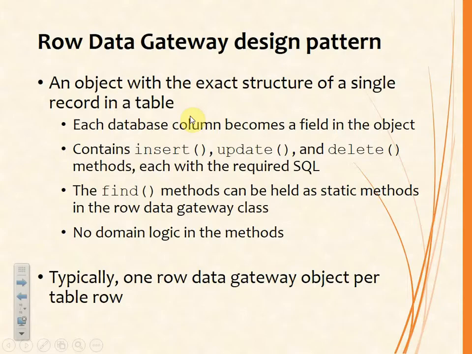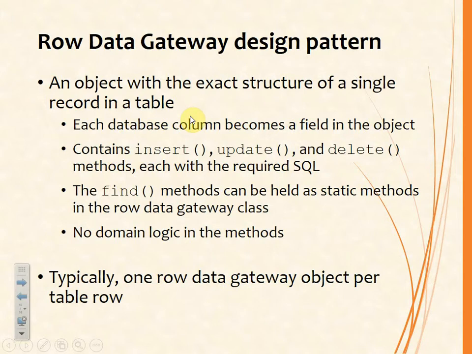The row data gateway is a variation of the table data gateway. Whereas the table has code that will interact with the entire table, the row data gateway has one object that represents a row, a single row. So when you extract information, let's say you're doing a query, find customer by ID, that's going to return one row of data from the database. Therefore, you'll have one row data gateway object that will represent that row. Therefore, we're combining that DTO idea with the table data gateway idea into one thing.